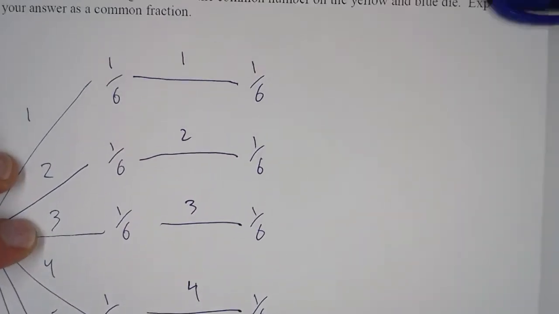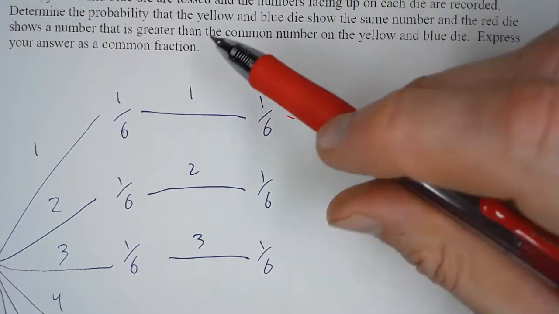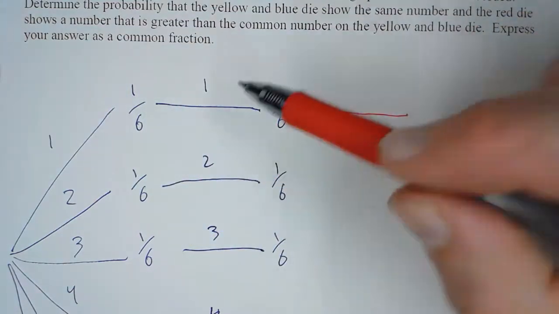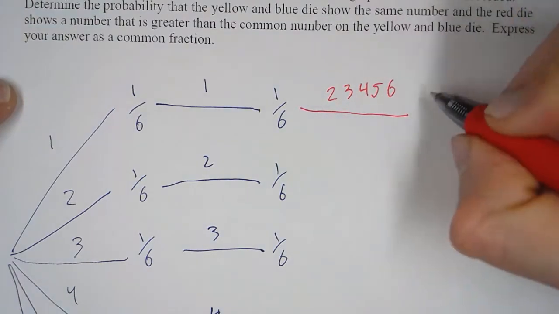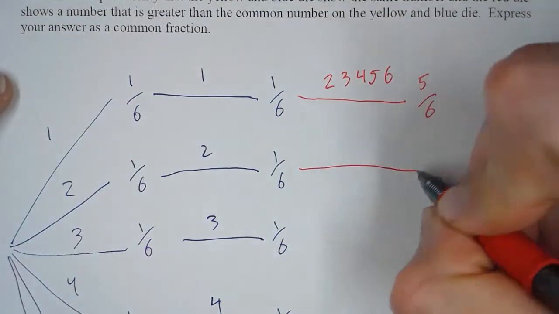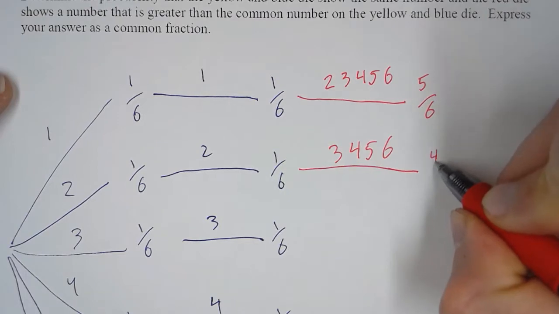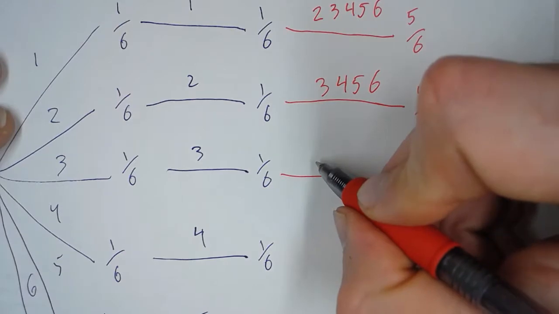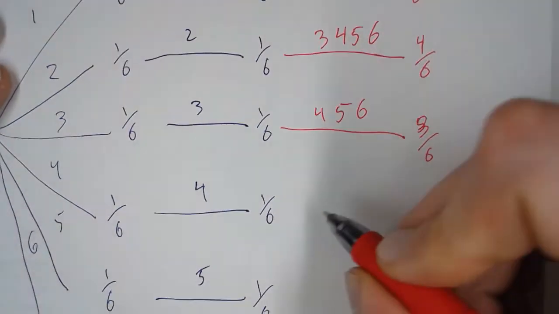Okay, now with red, what numbers can come up that meet our criteria? Well, it just says it has to be greater than the common number shown on yellow and blue. Right now, for this one, it's 1. So that means for red, this could come up 2, 3, 4, 5, or 6. That means we've got a 5 out of 6 chance of this happening. Over here, it's 3, 4, 5, or 6, so that's 4 out of 6. For 3, it's 4, 5, or 6, which is 3 out of 6.